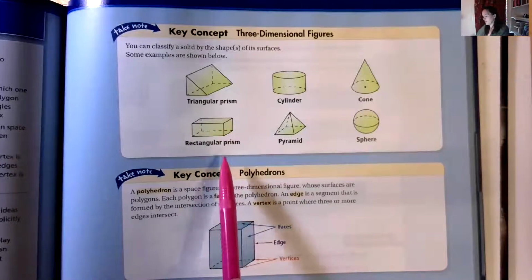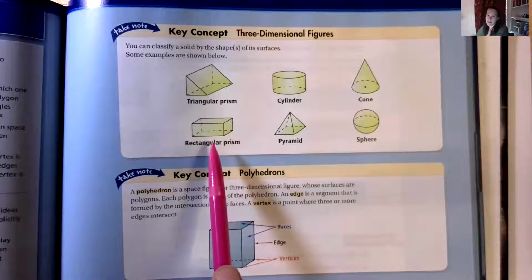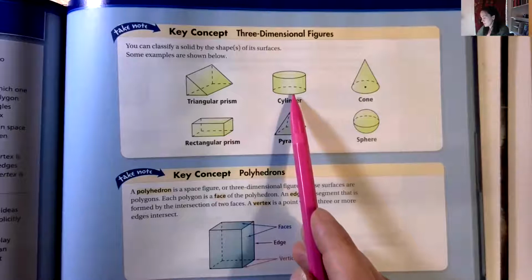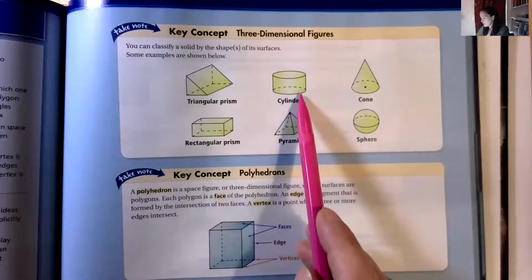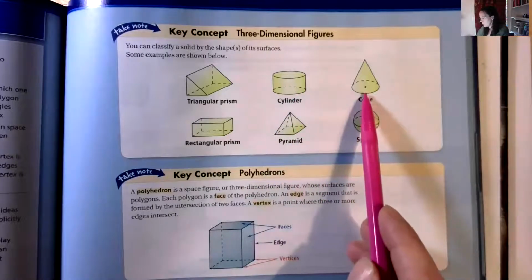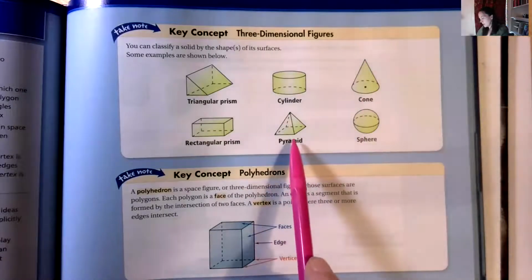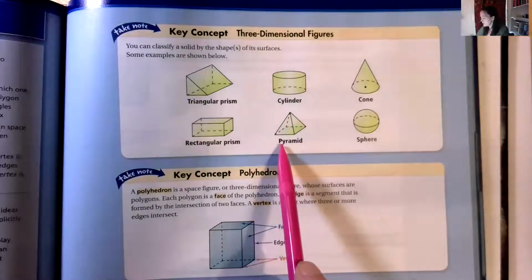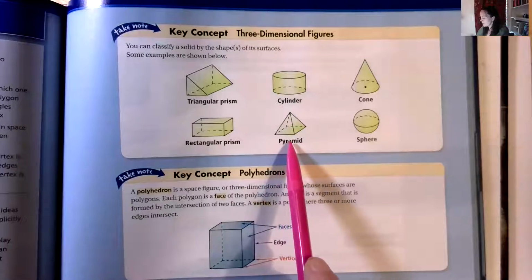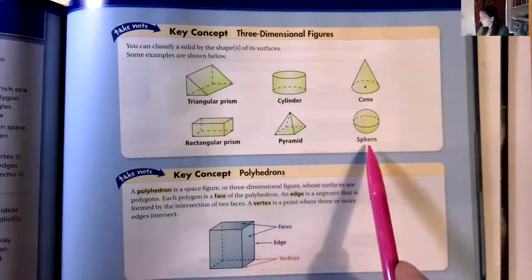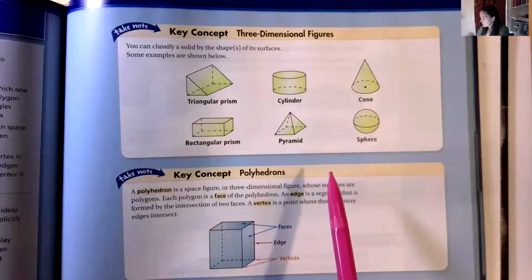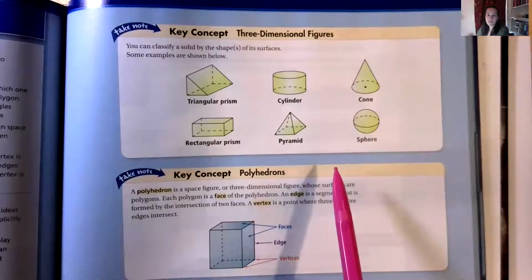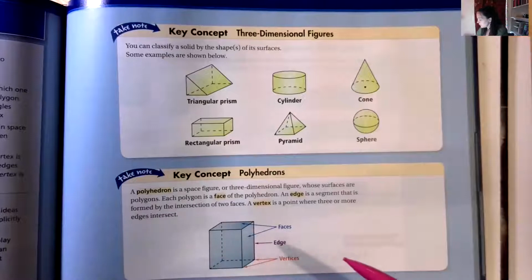Any of those could be the bases on a rectangular prism because the bases and the lateral faces are the same. A cylinder has circles for its bases, and it has two bases. A cone has only one base and comes to a point at the top. A pyramid has one base and is also typically named for its base. This is just an example of a pyramid. I would probably have called this a square pyramid. And then a sphere is a three-dimensional shape formed by the rotation of a circle.